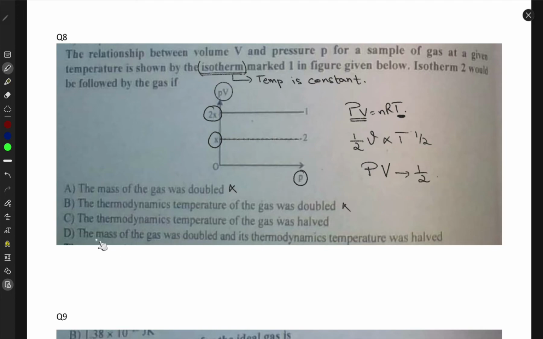For the sake of it, let's look at the last option. The mass of the gas was doubled and its thermodynamic temperature was halved, which means that if I multiply n by 2 and multiply T by half, well, that would just cancel the 2's, and then you'll still come back to this equation and nothing would happen. So this is not working. So the correct option is option C.